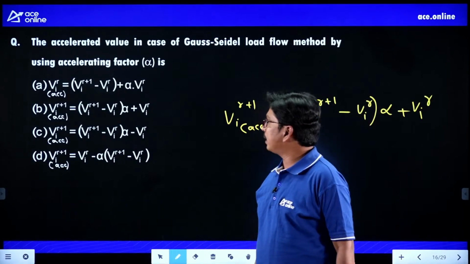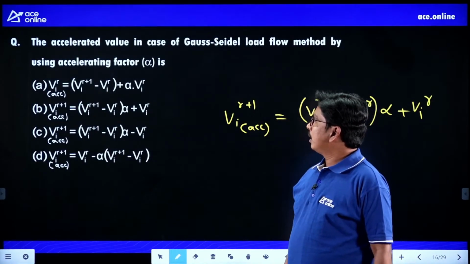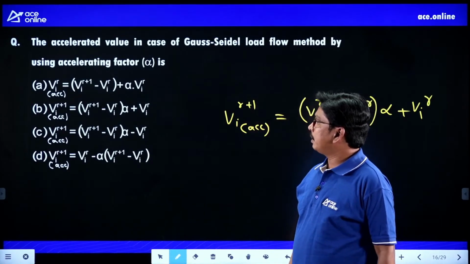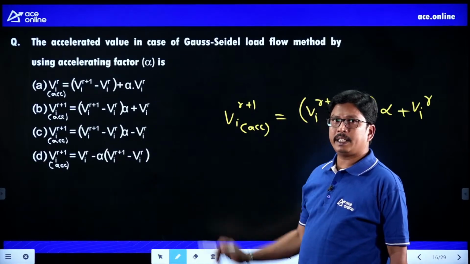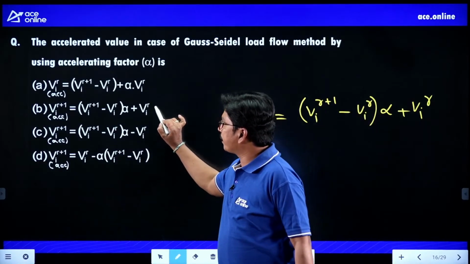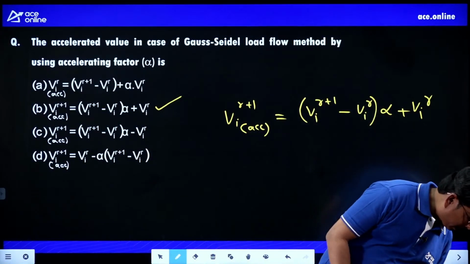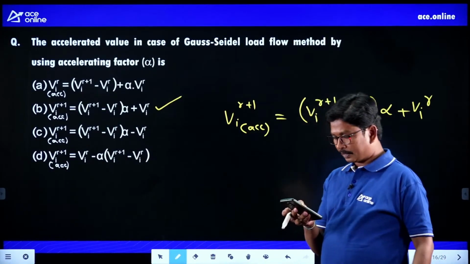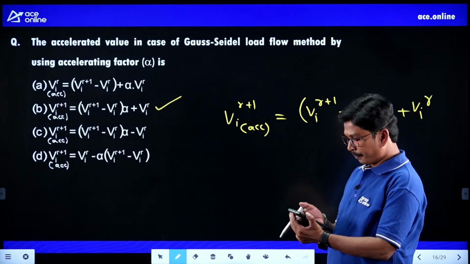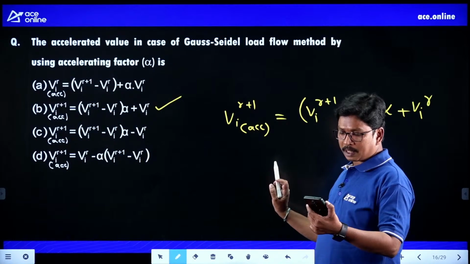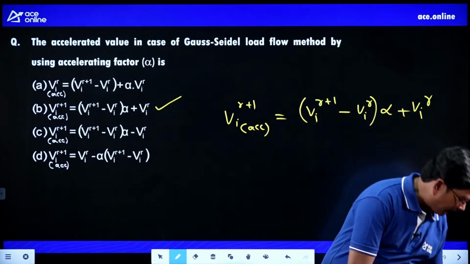Please check where you are having this. It is in which option? Option B. We'll see how many students have given this. Yes, option B, perfect. Durga Prasad Chari is giving the answer, value 1.6.